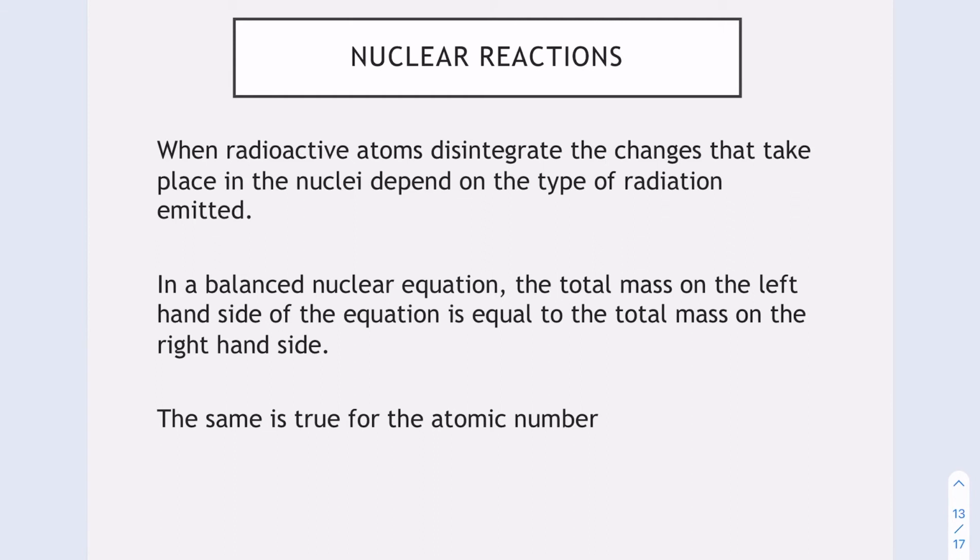A nuclear reaction is what happens when that alpha, beta or gamma radiation, well not really gamma radiation, is emitted. In a balanced nuclear equation, the mass on the left hand side of the equation has to equal the total mass on the right hand side, and it's the same for the atomic number. So let's have a look at some examples.